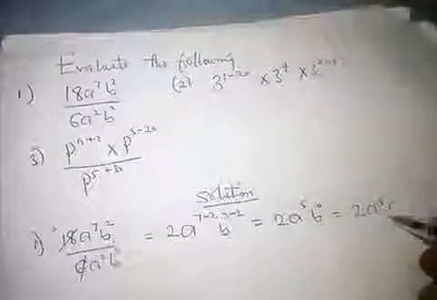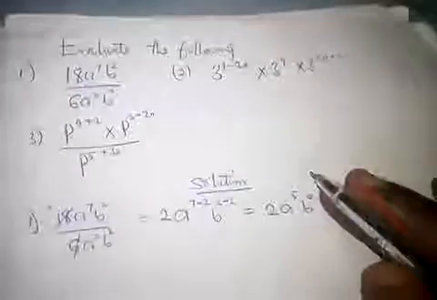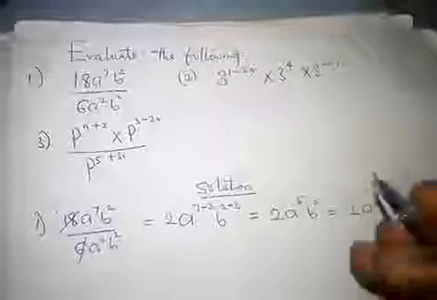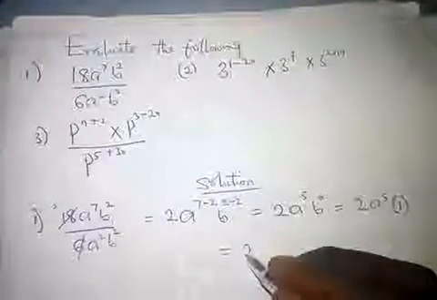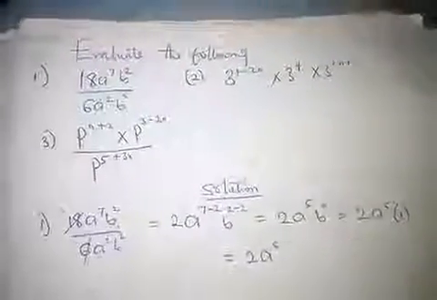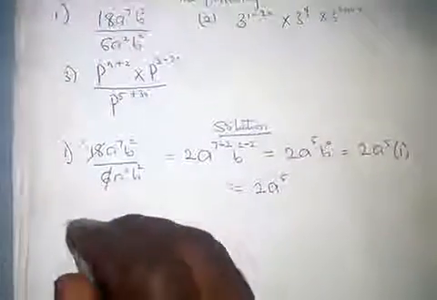2a^5. Anything to the power of 0 is 1, which is equal to 2a to the power 5. Number 2.